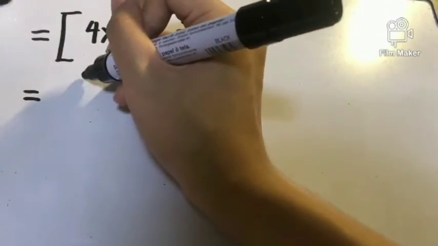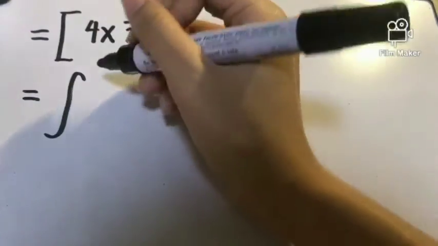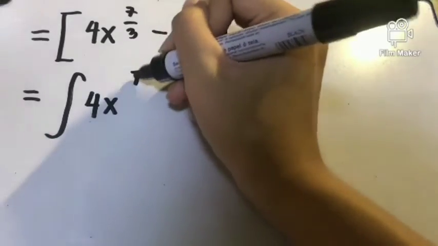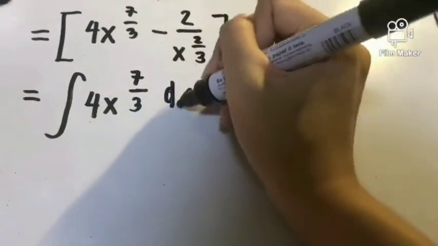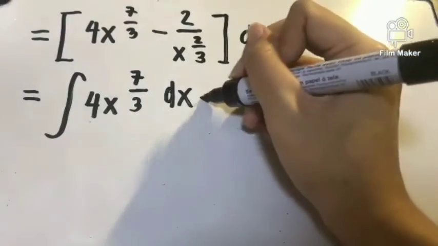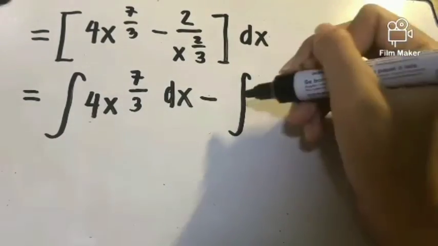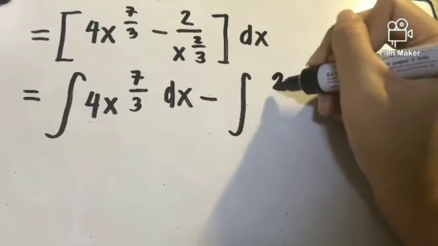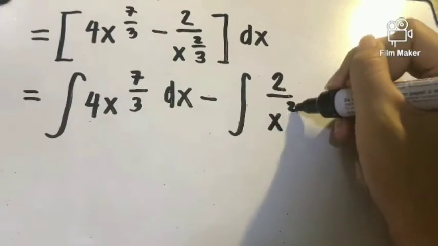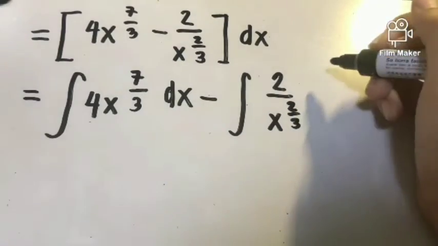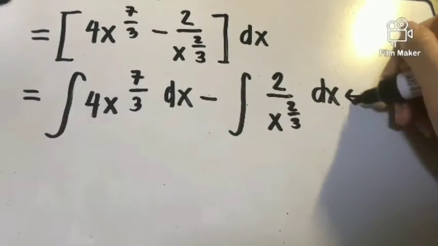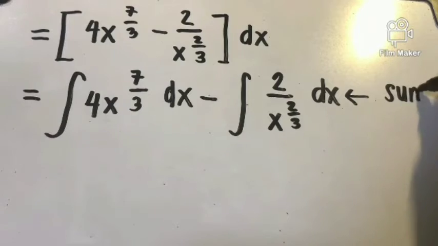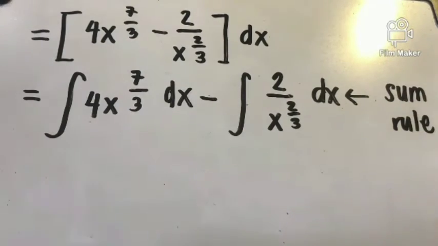Now after some simplifying, we are going to do the integration part, wherein we're going to use the sum rule to separate each term. So what is the antiderivative of 4x raised to the power of 7 over 3 dx minus what is the antiderivative of 2 over x raised to the power of 2/3 dx. So we have just used the sum rule to separate these two terms.